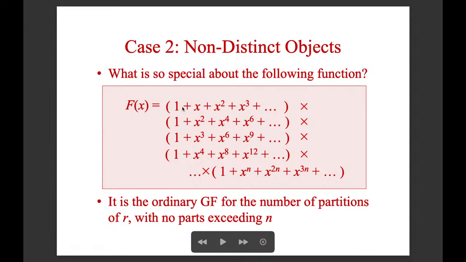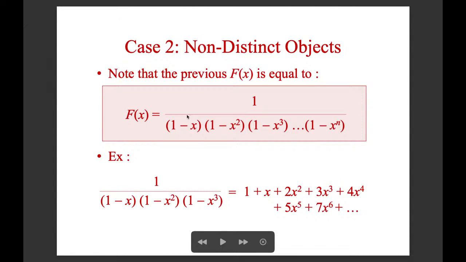Now notice that 1 plus x plus x squared plus x cubed and so on and so forth, we can simplify it by replacing it as 1 divided by 1 minus x. Is that okay? Now for the second one we can replace it by 1 divided by 1 minus x squared. So this is exactly what we are showing here. The first polynomial, you can change it to 1 over 1 minus x. The second one is 1 minus x squared. The third one is 1 minus x cubed, and so on and so forth.